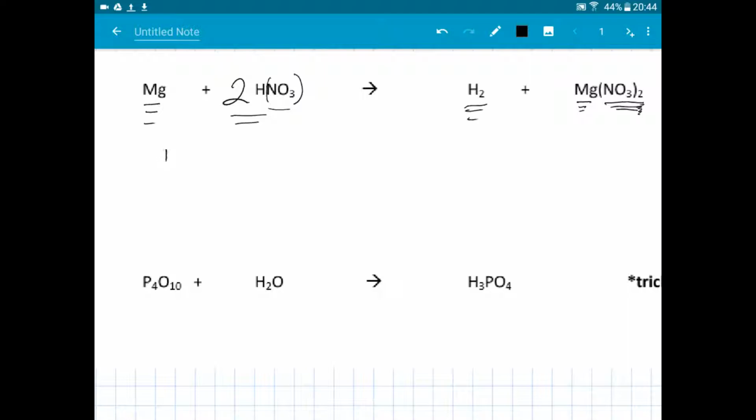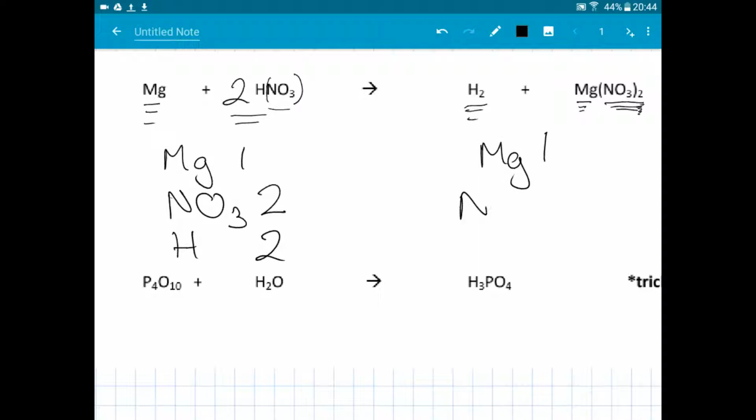So on this side we have one magnesium, two nitrates, two hydrogens. And on this side we have one magnesium, two nitrates, and two hydrogens. So that one's pretty straightforward. Let's jump ahead to the second one. The second one's a little bit more difficult.